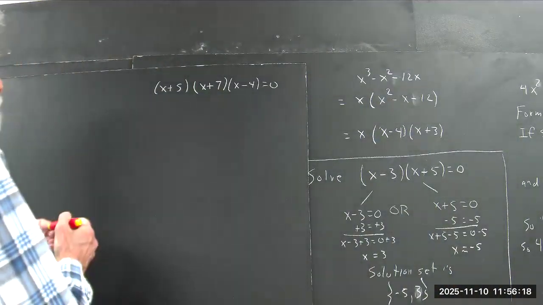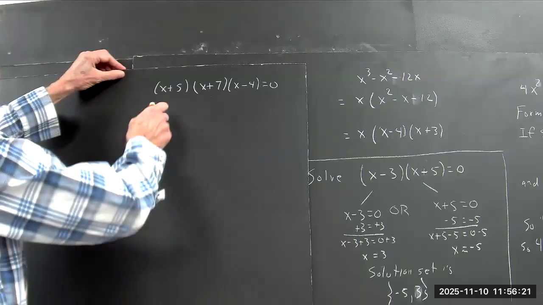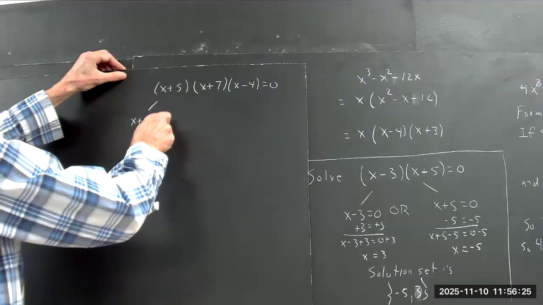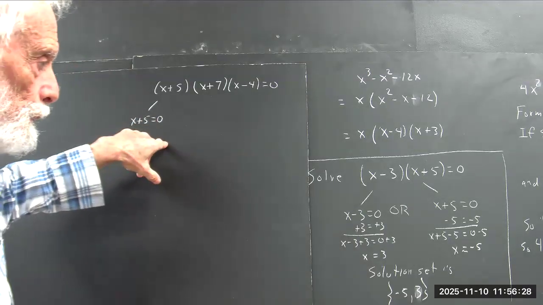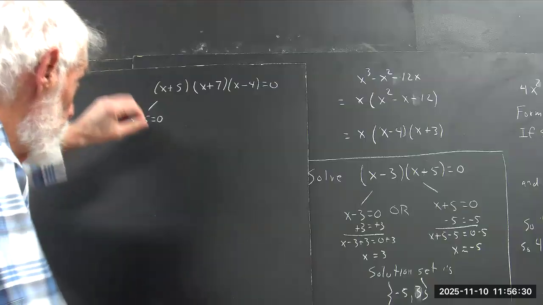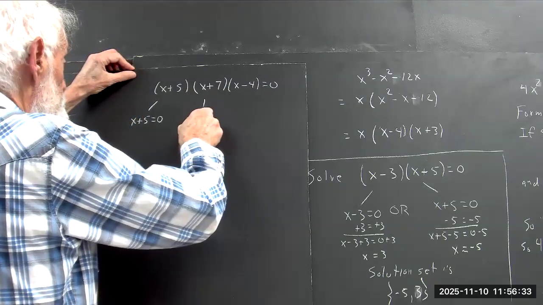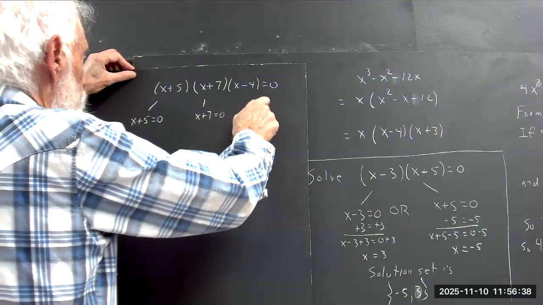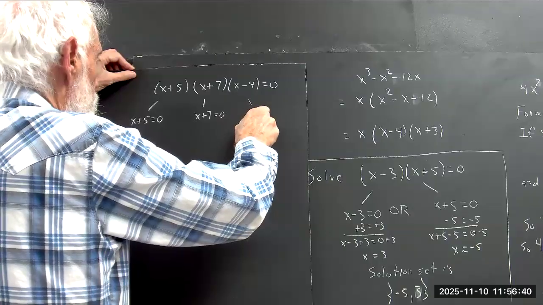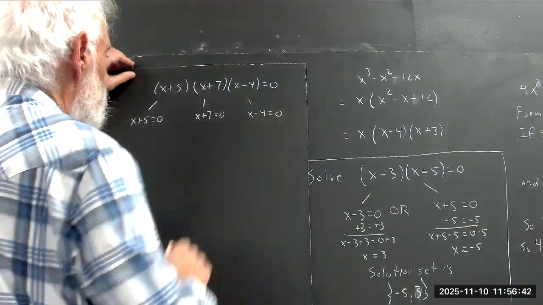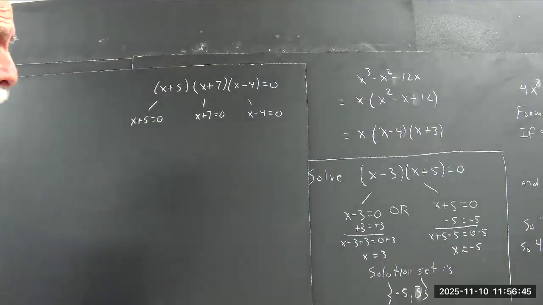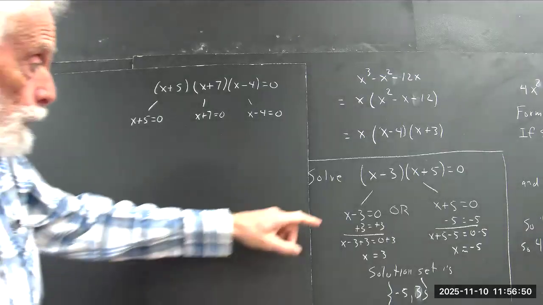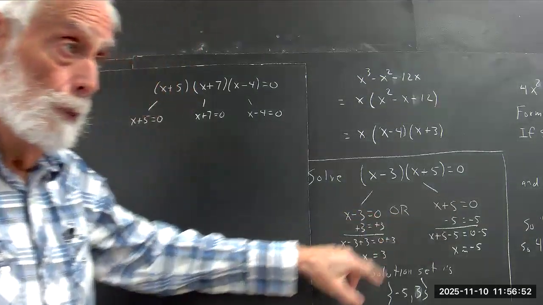Okay, so everybody's written this out pretty well. You write x plus 5 equals 0, just imitating what I did, and then you write out x plus 7 equals 0, and then you write out x minus 4 equals 0. This is what I've seen on most papers. I don't see the word or. If you're going to imitate what I did, you're going to write that word or.